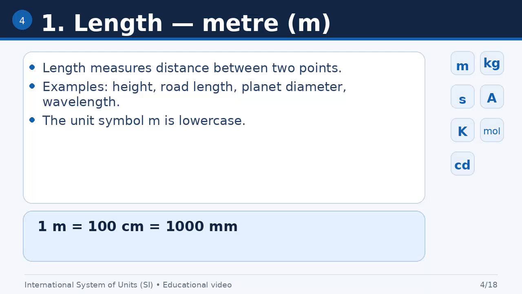The first SI base quantity is length. Its SI base unit is the meter, written with the lowercase symbol m. Length describes the distance between 2 points. It appears in ordinary measurements, such as the height of a person, but also in scientific measurements, such as the wavelength of light, or the diameter of a planet. 1 meter equals 100 centimeters, and 1000 millimeters.